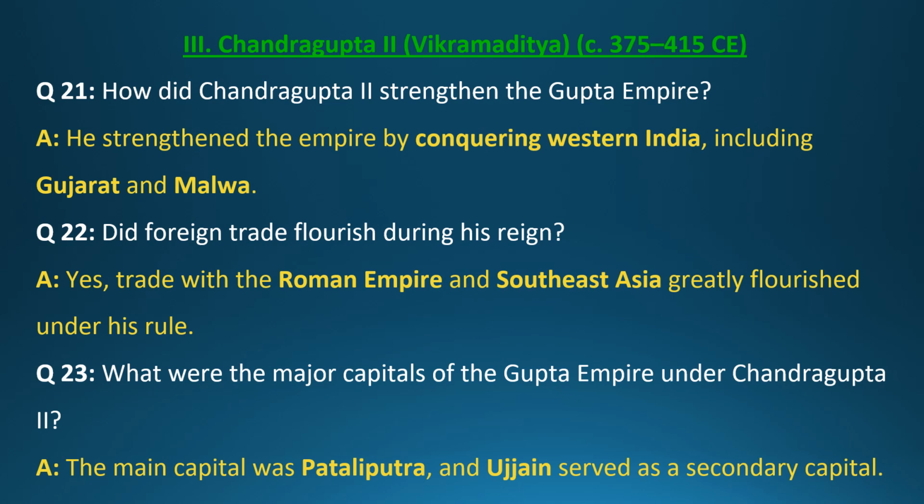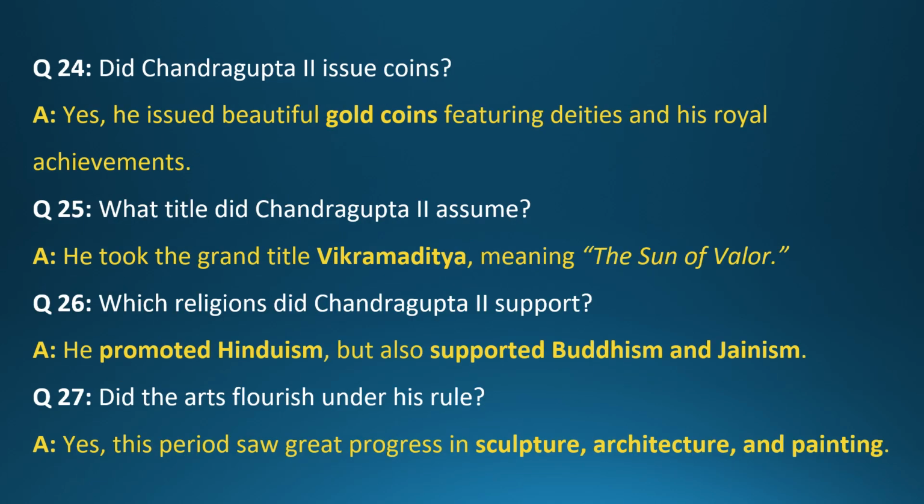Question 23. What were the major capitals of the Gupta Empire under Chandragupta II? Answer. The main capital was Pataliputra, and Ujjain served as a secondary capital. Question 24. Did Chandragupta II issue coins? Answer. Yes, he issued beautiful gold coins featuring deities and his royal achievements.